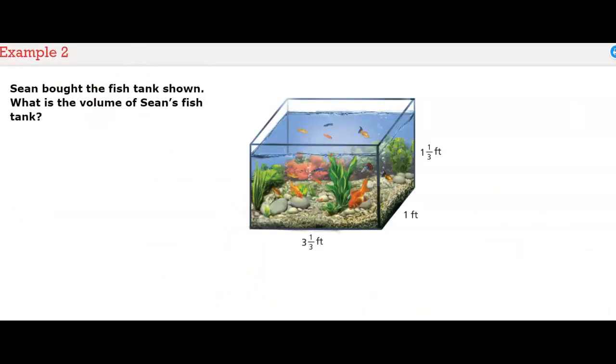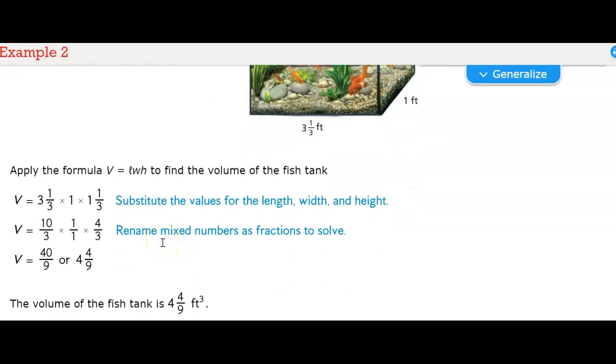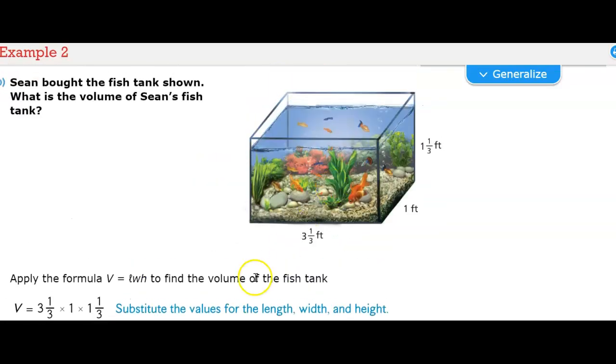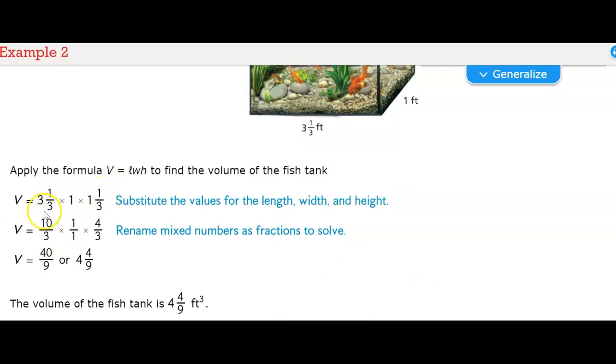Sean bought the fish tank shown. What is the volume of Sean's fish tank? Formula for volume is length times width times height. And so we use that. We have our length, width, height. They've substituted them all. And then we had to take the mixed numbers, make them improper fractions, and we made the whole number a fraction by putting it over 1, and then you multiply straight across. It's 40/9, but we want to make that improper fraction into a mixed number, simplifying it, and we get 4 4/9. So the volume of the fish tank is 4 4/9 feet cubed.